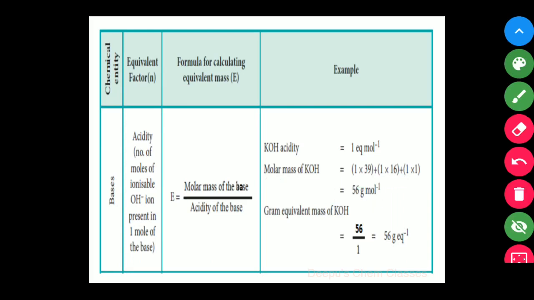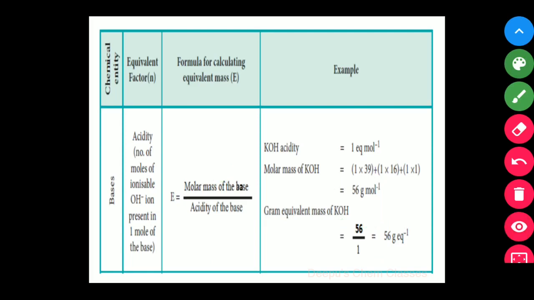Then the gram equivalent mass of potassium hydroxide, the formula is nothing but molar mass divided by acidity. The molar mass of potassium hydroxide is 56, divided by the acidity of potassium hydroxide, which is 1. If you simply divide this value you get 56 gram per equivalent. That is the gram equivalent mass of potassium hydroxide.